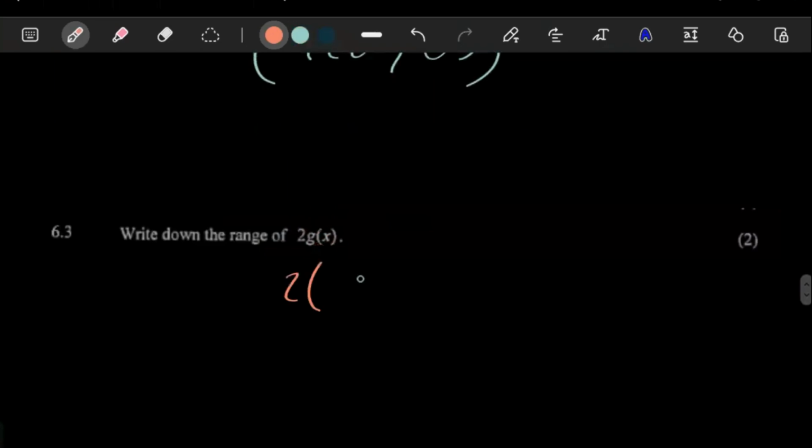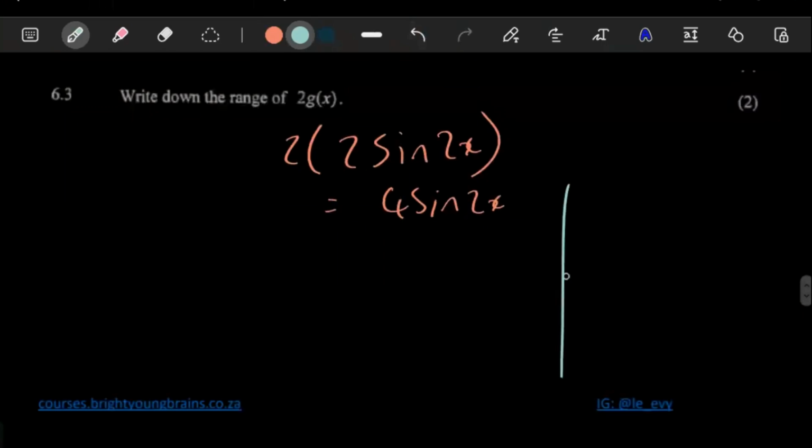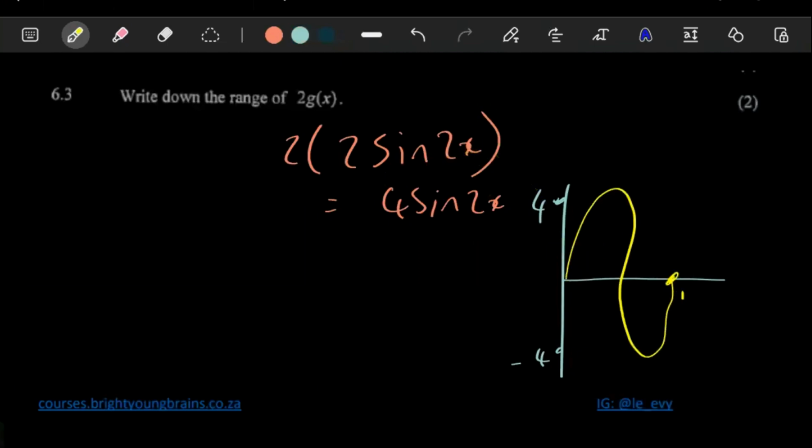So here it's 2 times 2 sine 2x. This is going to be 4 sine 2x, you see? So meaning this graph is going to go as high as like 4. It's going to go as low as like negative 4. And then this is a positive sine graph. The frequency is at 2. So it's going to look something like this, ending off at like 180 degrees. But anyways, all this being said, the range is going to be your y values are bigger or equal to -4. They're smaller or equal to 4.